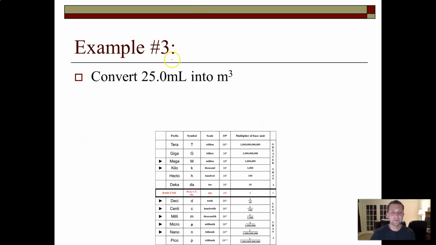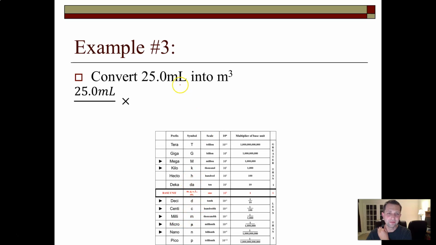Okay, so example number 3. Convert 25 milliliters into meters cubed. All right, this is probably the toughest one we'll do. So let's start with 25.0 milliliters. I'll go through some of the steps a little bit quicker here. I want to cancel that out, okay? Notice how meters cubed isn't really on here, right? And you have liters here and obviously milliliters here.